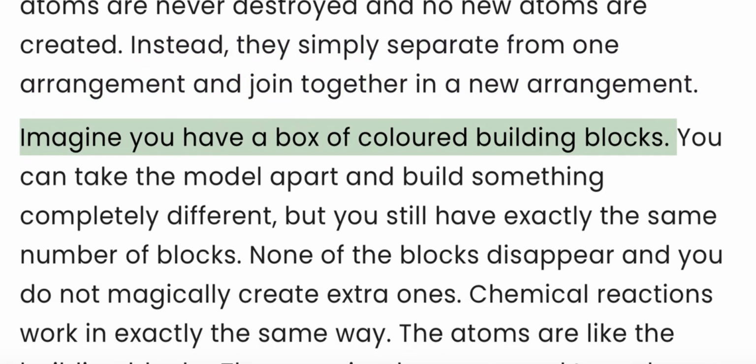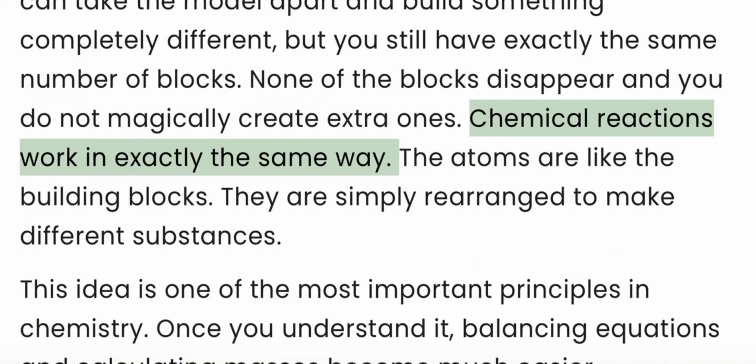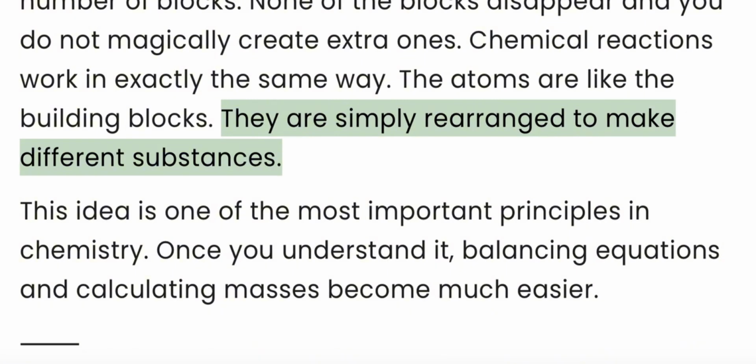Imagine you have a box of colored building blocks. You can take the model apart and build something completely different, but you still have exactly the same number of blocks. None of the blocks disappear, and you do not magically create extra ones. Chemical reactions work in exactly the same way. The atoms are like the building blocks. They are simply rearranged to make different substances. This idea is one of the most important principles in chemistry. Once you understand it, balancing equations and calculating masses become much easier.